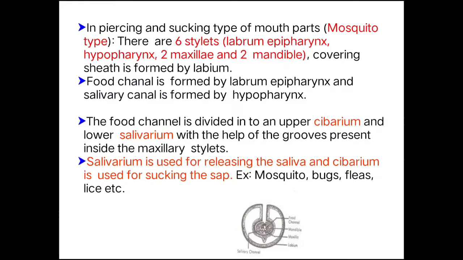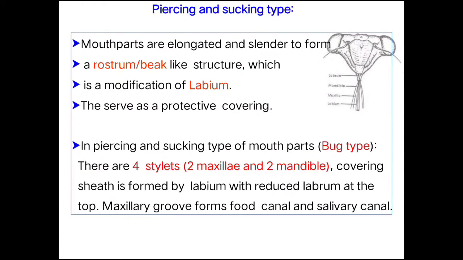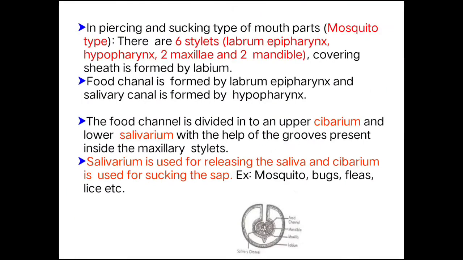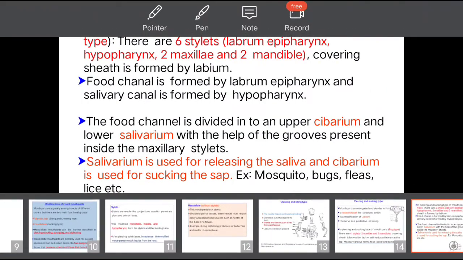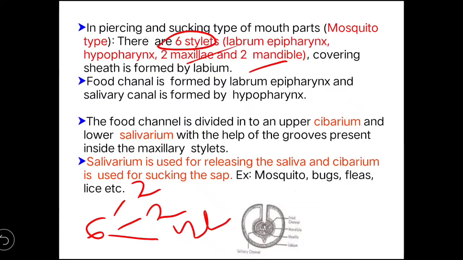Next we will see the piercing and sucking type of mouth part in case of mosquito. Mosquitoes have 6 stylets. In bugs there are 4 stylets, but in mosquitoes there are 6 stylets. How do these 6 stylets form? By the modification of 2 maxilla, 2 mandible and labrum, epipharynx and hypopharynx. Remember, the 6 stylets are formed by 2 mandible, 2 maxilla, then 1 labrum epipharynx, and another one hypopharynx. These 6 parts modified to form the stylets.